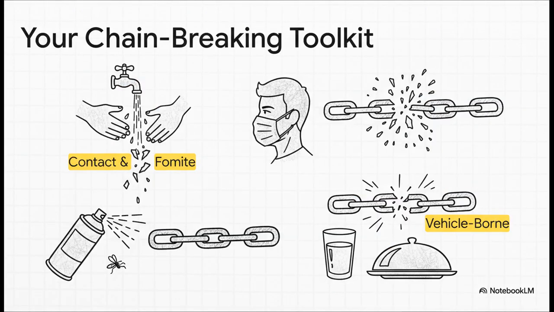And this is how it all connects. This is where the magic happens. Look at this. All those simple things we do every day line up perfectly with the transmission routes we just talked about. Washing your hands? Boom! You just shut down the direct contact and fomite highways. Wearing a mask? You just put up a roadblock for droplets and airborne germs. Every action is a specific defense against a specific route.